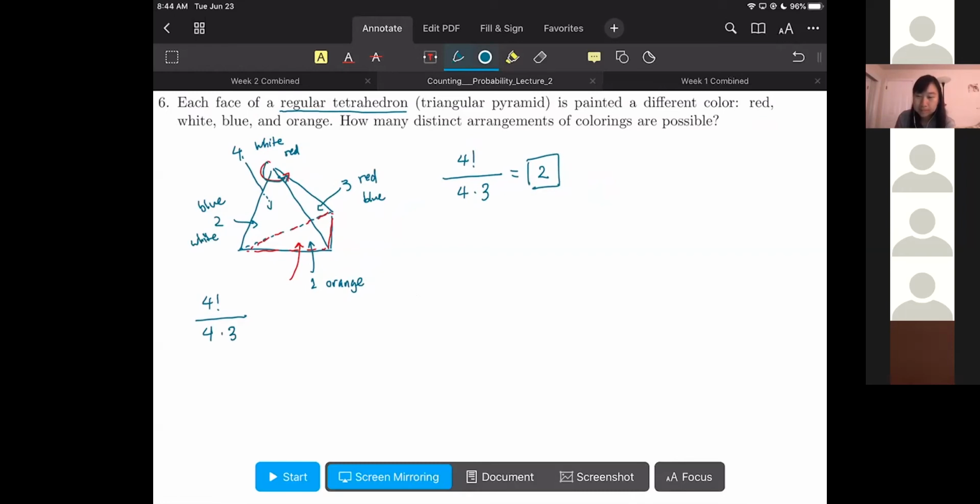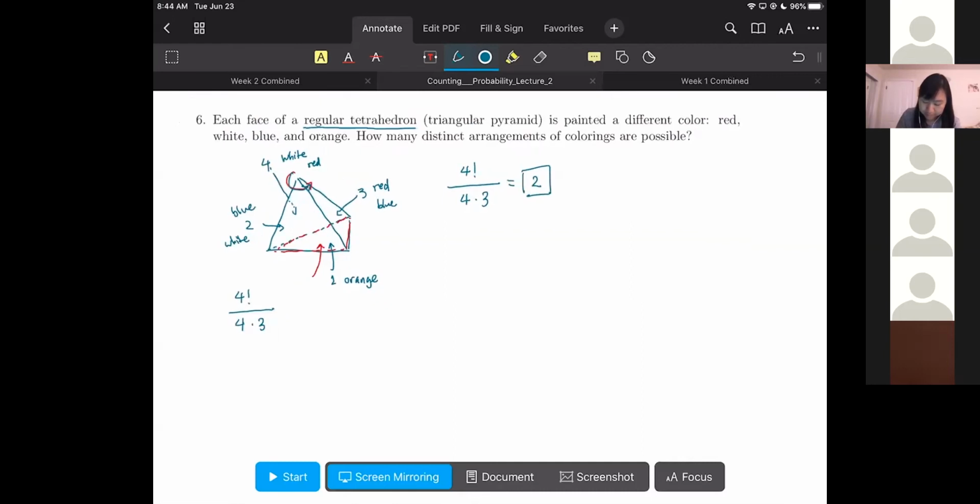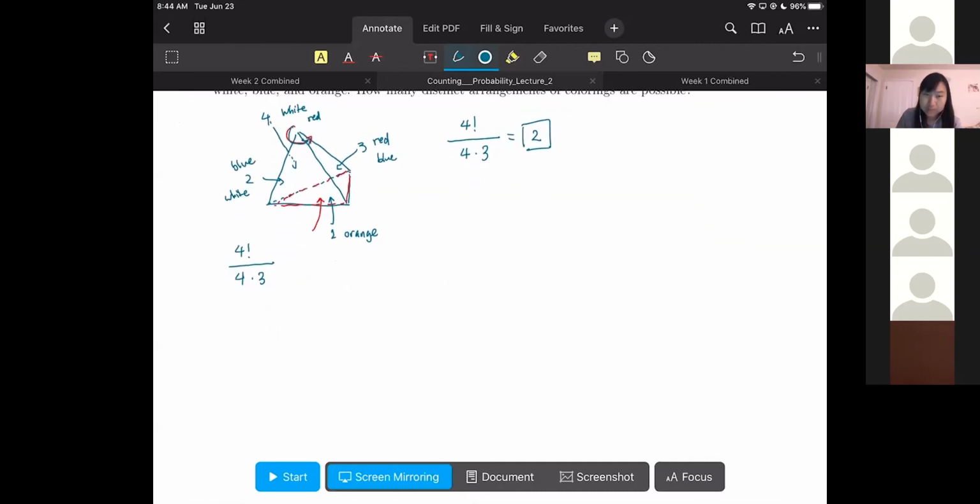Yeah, that makes sense. Thank you. Yeah, it's a little bit hard to visualize, but if you have some sort of physical object, maybe you can try labeling the faces and see that you can turn it around. Awesome.